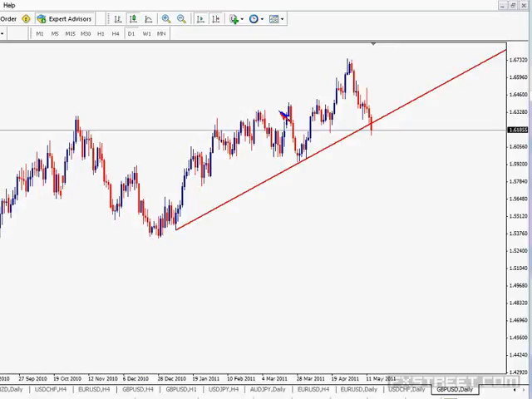I start with this pound dollar daily chart because we are breaking a long-term trend line. In this case, we are breaking today and we are closing today below a trend line that has been developing since early January this year. Okay, so there are three types of trends that we can see in the market, right?